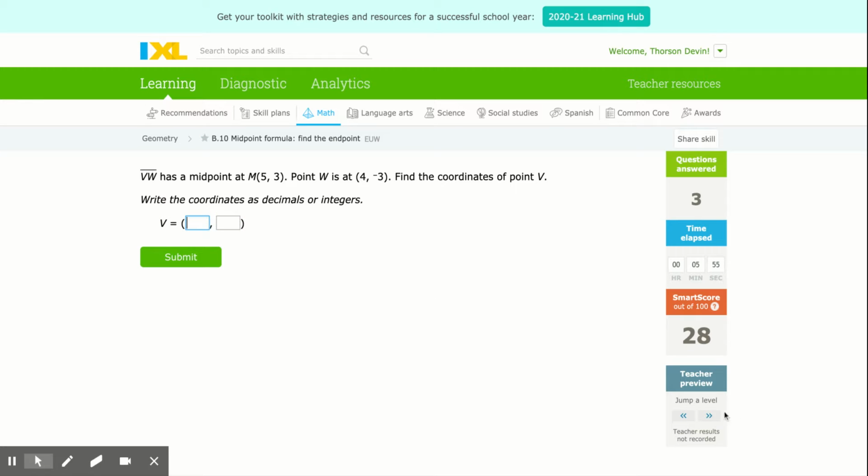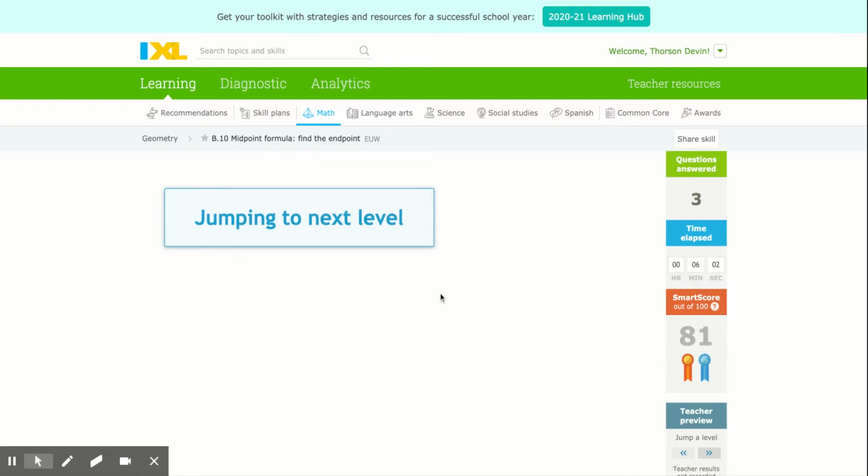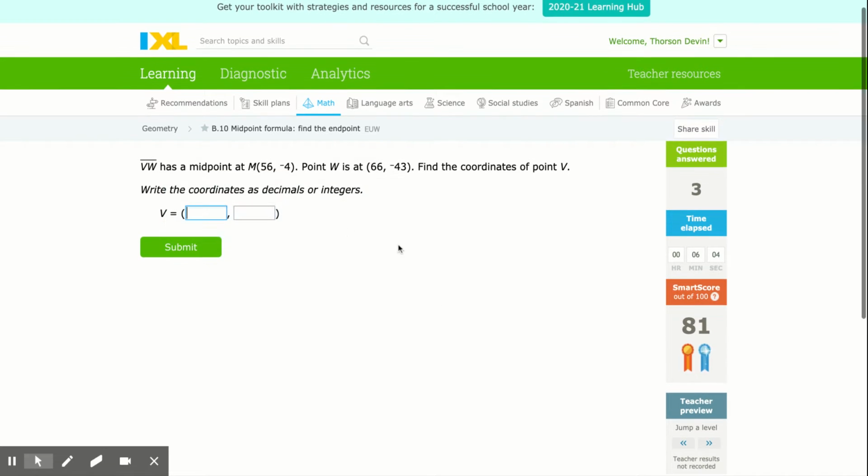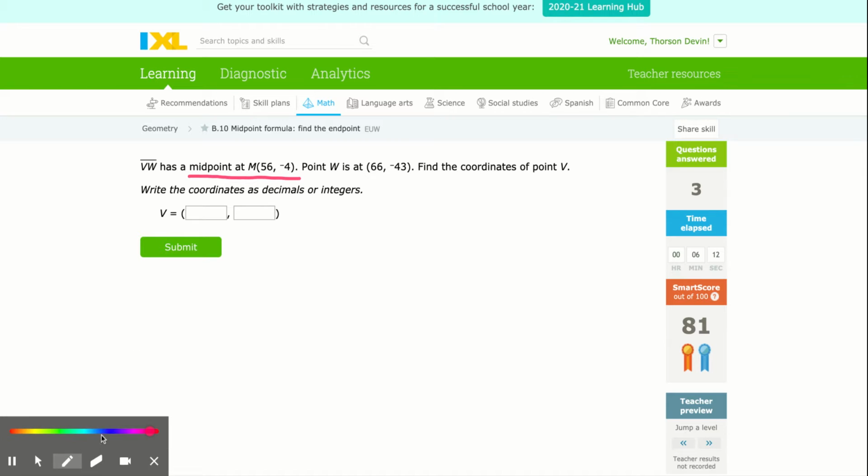Hoping this makes sense. I'm hoping you're able to follow this process. It doesn't get any more difficult than this. Just be careful of your negative symbols and stuff. So for instance, let's look at this one here. The numbers are really big. I still ask myself, I'm going to first say this is my midpoint. This is my endpoint of my line, point W, which is the one endpoint. We're trying to find the other endpoint.